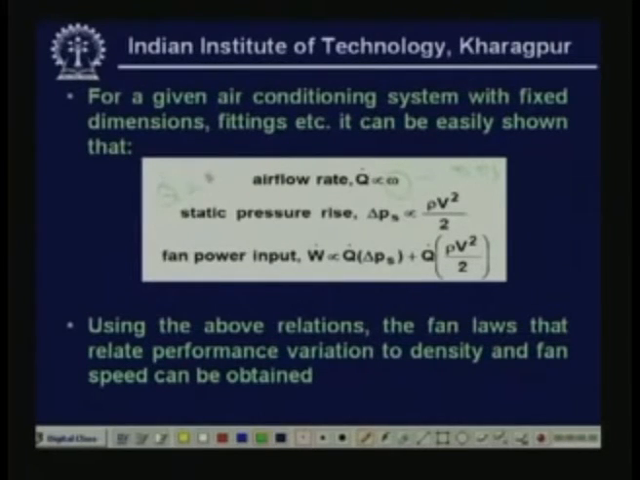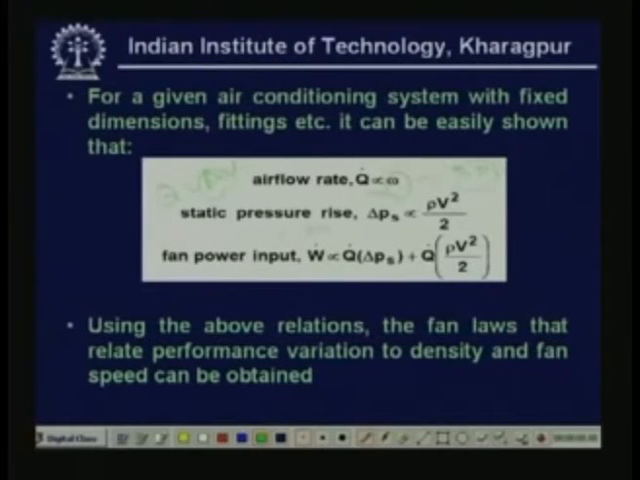Because you know that Q dot is equal to A into velocity. So, for a given duct system, cross sectional area is fixed. So, the airflow rate depends only on the velocity of air. Okay, and the velocity of air directly depends upon the rotational speed of the fan. So, as a result you can write Q dot is proportional to rotational speed of the fan.